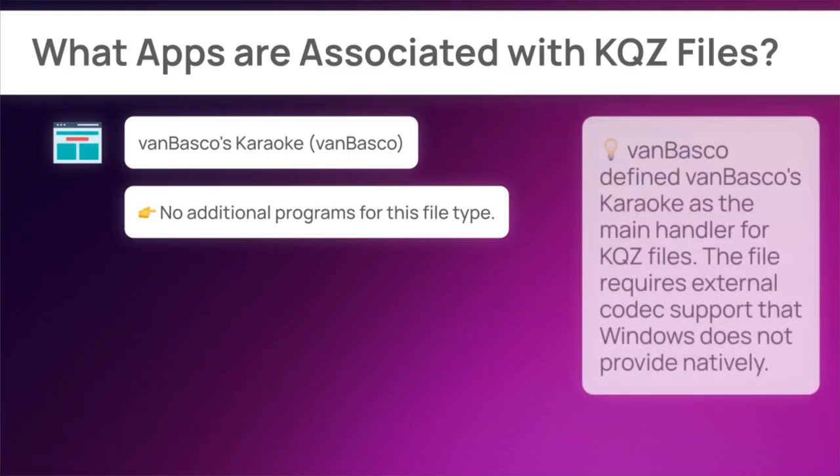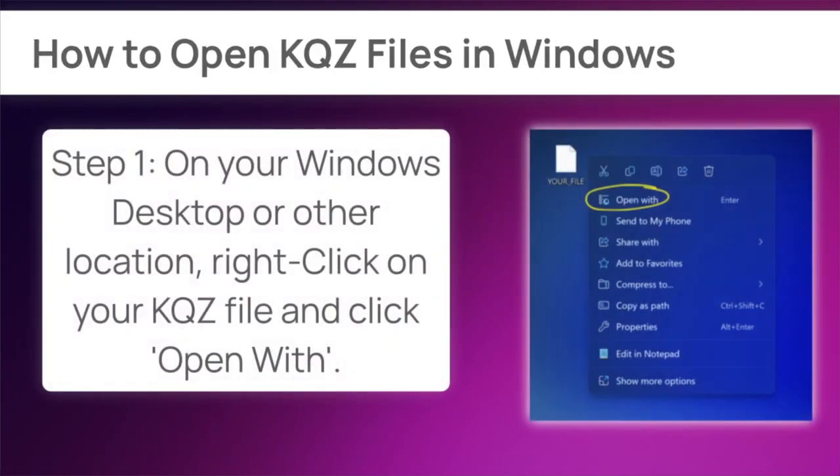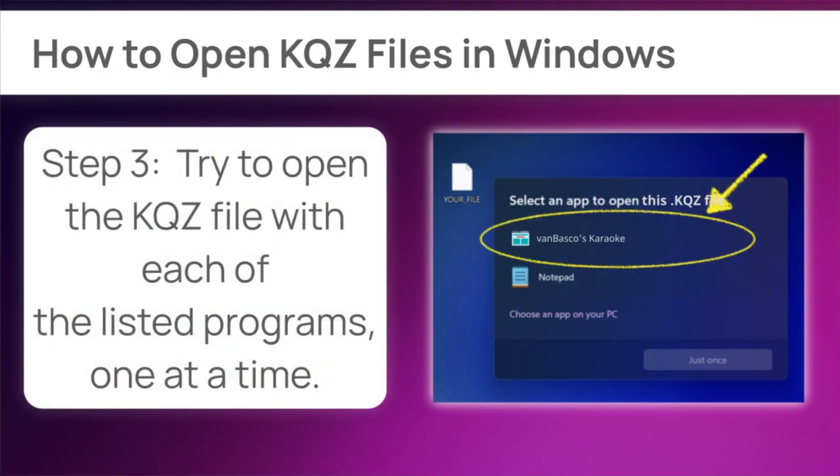The file requires external codec support that Windows does not provide natively. Windows offers basic playback, but full editing, mixing, or cleanup needs professional audio software. Let's check which applications associate the file. Right-click your KQZ file and click Open With. Test with Van Basco's Karaoke if available. If not, just choose another program from the installed list and see if it works.